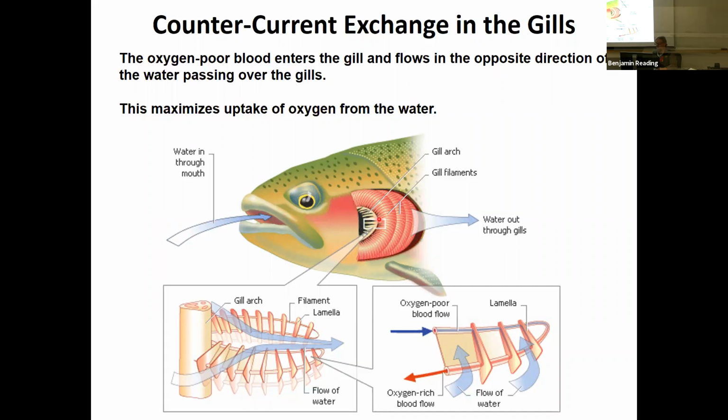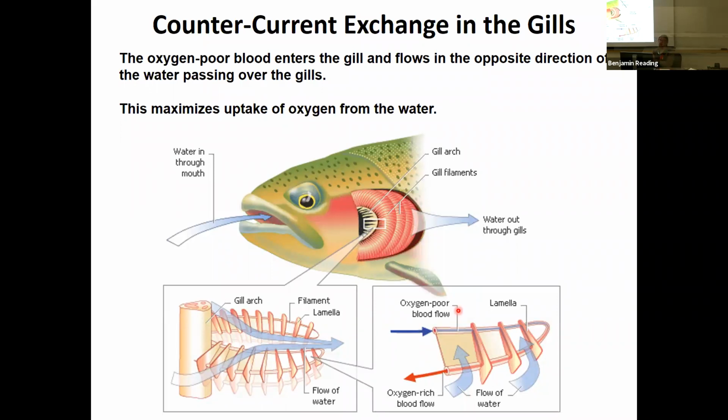Here is our gill arch, 1, 2, 3, 4. Here are our gill filaments on the other side of those gill arches, and here are these folds, these lamellae that lie on the gill filaments. If our water is flowing this way, our blood is flowing the opposite way. So blood is flowing this way down the lamellae, water is flowing the opposite direction.